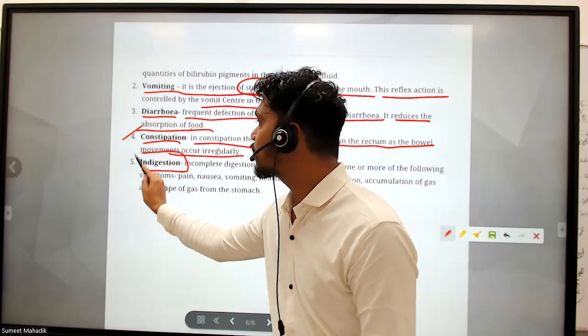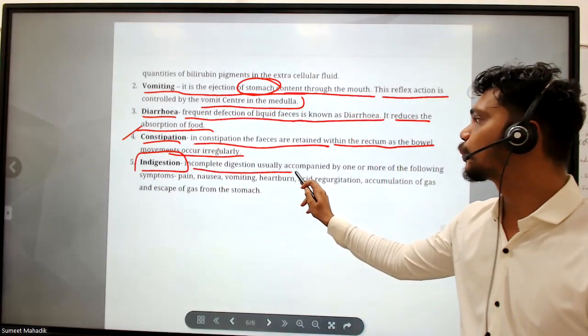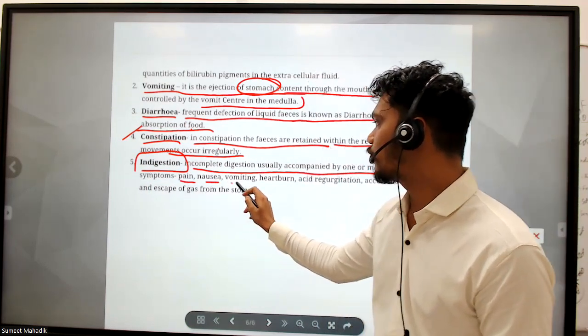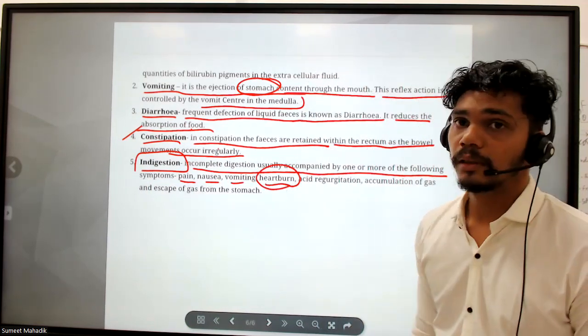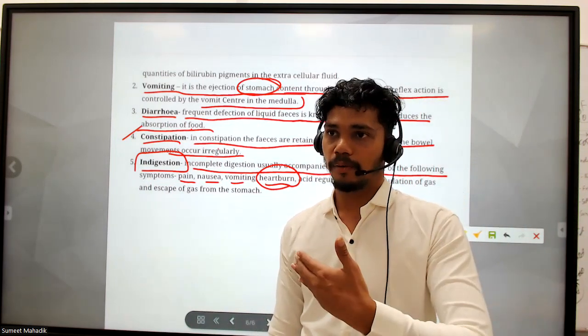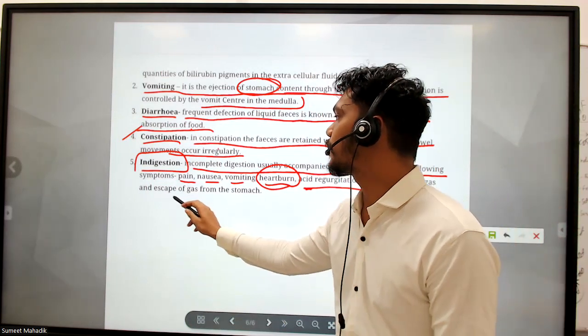Indigestion. What is indigestion? Digested parts are not there. It is incomplete digestion, usually accompanied by one or more of the following symptoms: pain, nausea, vomiting, heartburn. What is heartburn? Burning pain. Why? Because of the HCl coming out there. Also acid regurgitation, accumulation of gas, and escape of gas from the stomach.